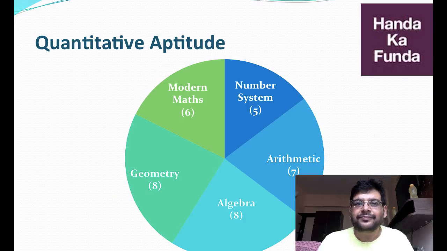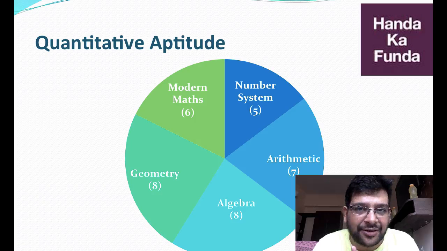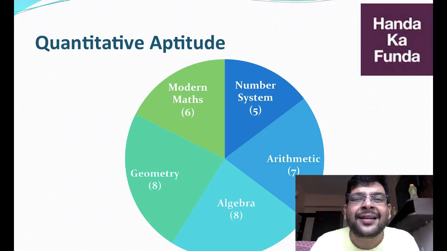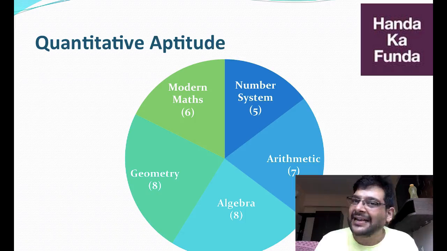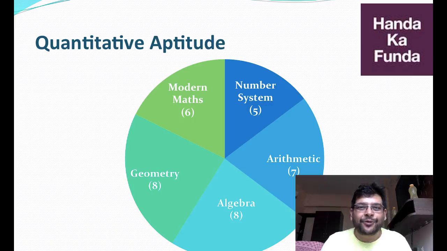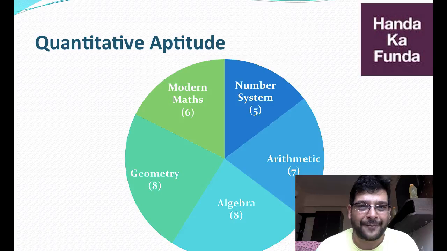If you are concerned about permutation and combination, there are only two formulas that you need to know. What is NCR and what is NPR? Anything beyond that, frankly speaking, is not required. So do keep those things in mind when you're studying for quant.